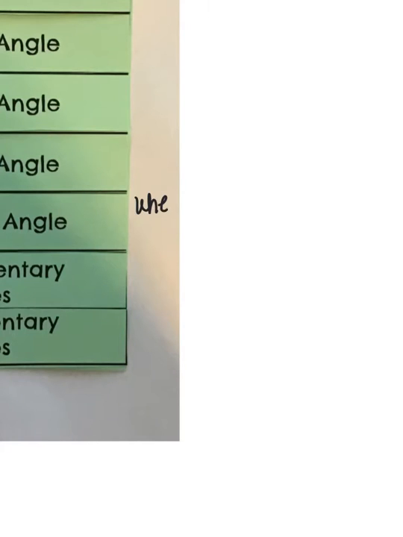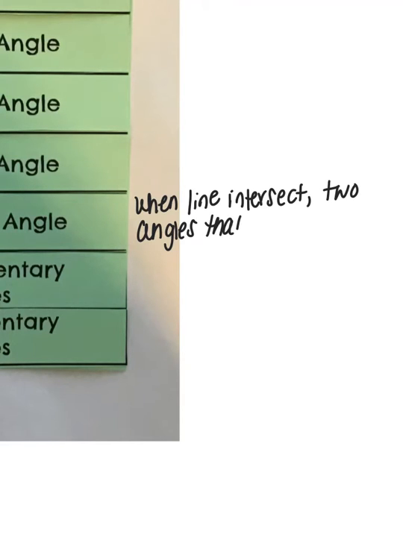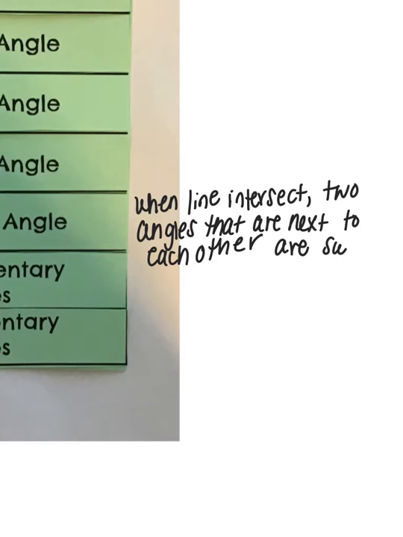When lines intersect, and intersect is a fancy word for when they cross, two angles that are next to each other are supplementary, meaning they equal 180 degrees. So adjacent angles mean angles that are next to each other when lines cross. So I'm going to draw a picture.